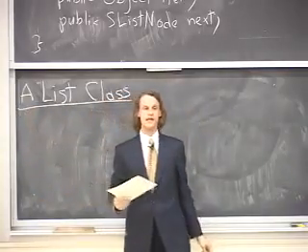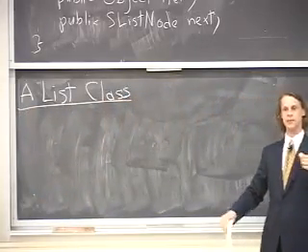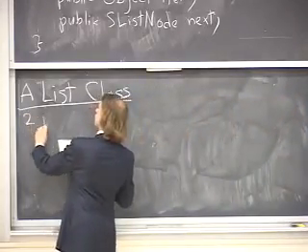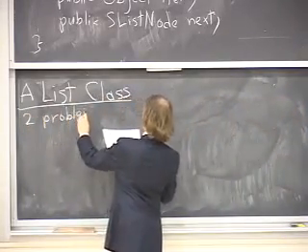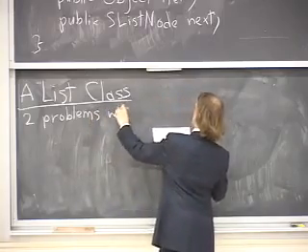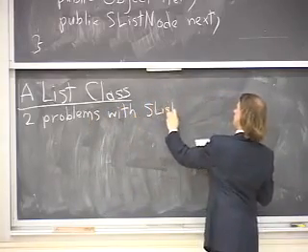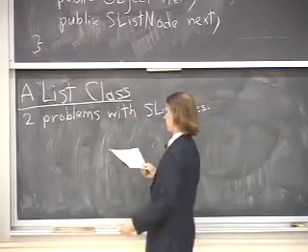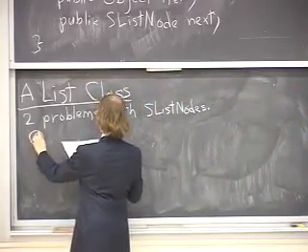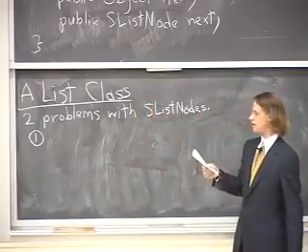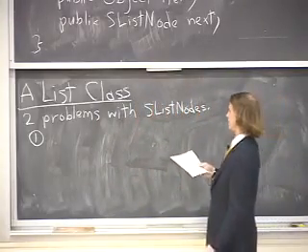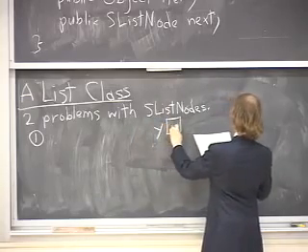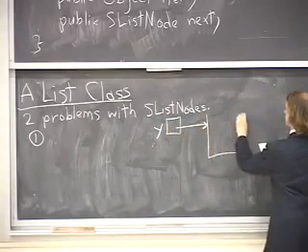So now that we've got this SList node class, I also want to create a separate list class. Let me motivate why I want to do that. There are two problems with just using list nodes by themselves. So here's problem number one. Suppose that I have x and y both being pointers to the same shopping list.